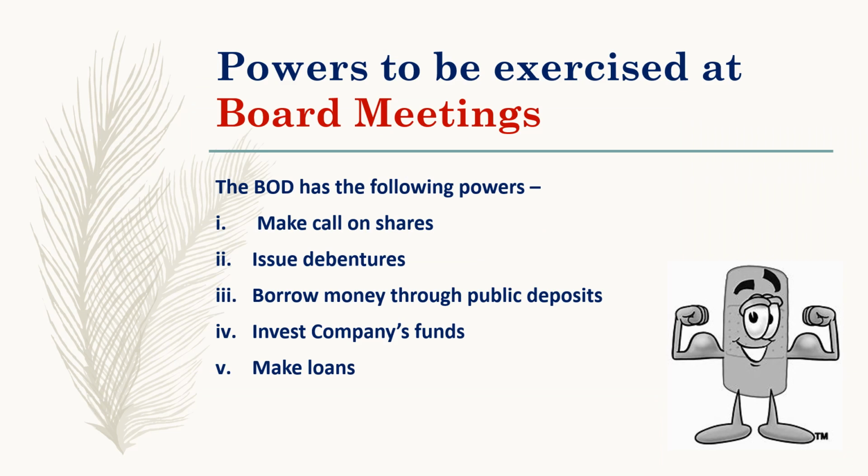As we have seen, there are various types of meetings held in the company. So what type of decisions are taken in those particular meetings, we are going to see, starting with the board meeting. Powers to be exercised at the board meeting, as per the Companies Act or as per the memorandum or articles of association: they make calls on shares, they issue debentures, borrow money through public deposits, invest company funds or make loans, and so on. These can be done through the board of directors. In short, financial related decisions will be taken in the board meeting.